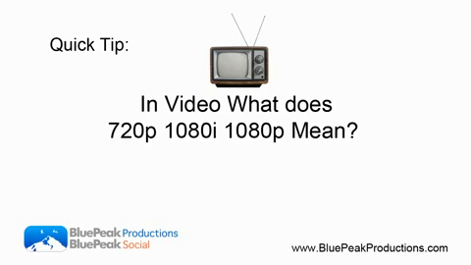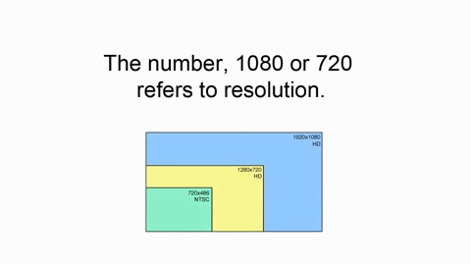So the first thing we're going to need to do is figure out what the number means, the 1080 or the 720. These two numbers refer to the resolution. Both the 1080 and 720 refer to an HD resolution.